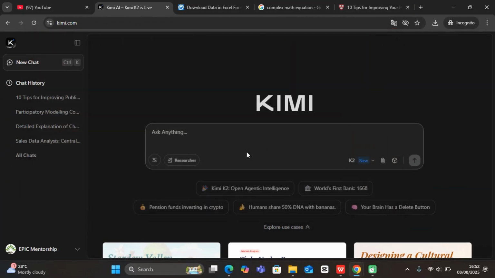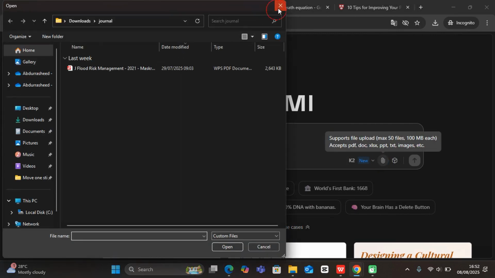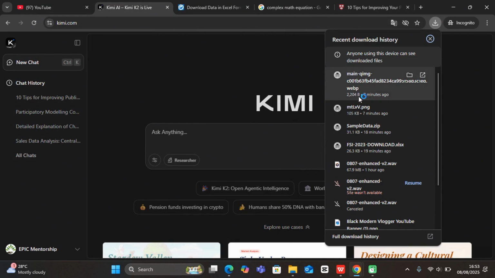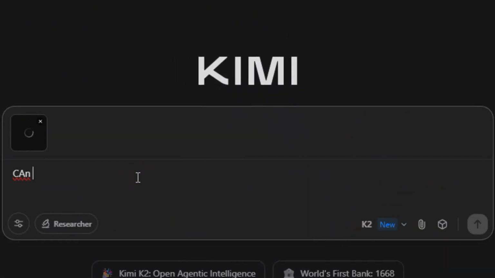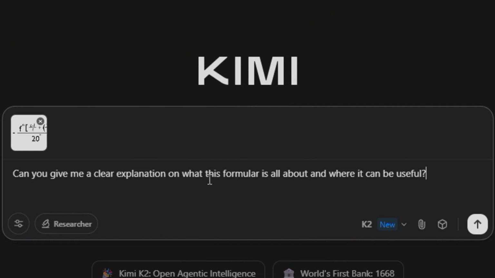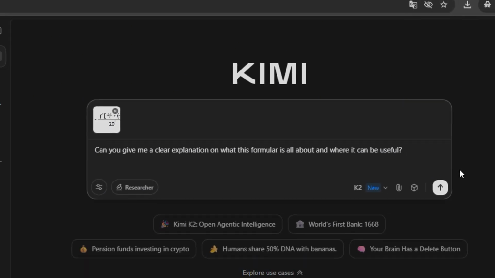So we can come back to Kimi AI and I can all the way come over here and click, and we can drag and drop as well. We can drag the formula and drop it in, and then we can ask the questions. Can you give me a clear explanation of what this formula is all about and where it can be useful? So I uploaded the formula and I can just go ahead and hit enter.